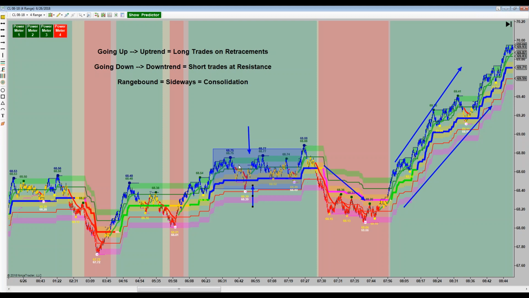Primary mode of entry is L, getting long from support. S, shorting the top of it. And B, you trade both sides. You're long, you're short, you're long, you're short, long, short, long, short, in the range. One second.